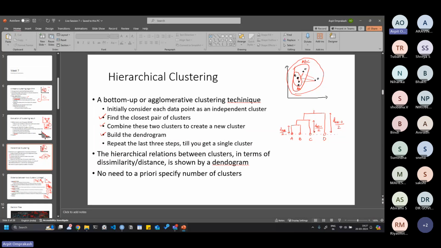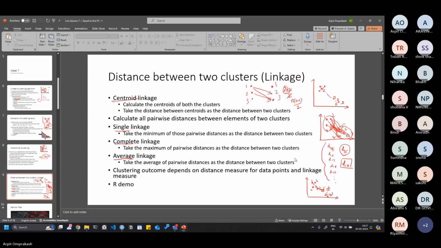And similarly, we carry it forward for all the data points and all the clusters till we finally arrive at one single cluster. Okay, the hierarchical relations between different clusters is again shown using a dendrogram. The main benefit of this method is that we don't need to specify the number of clusters a priori, right?